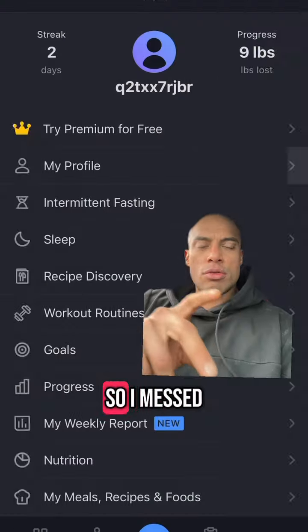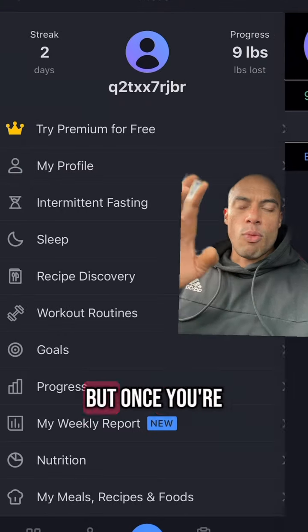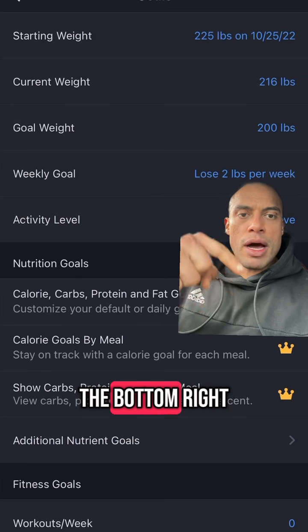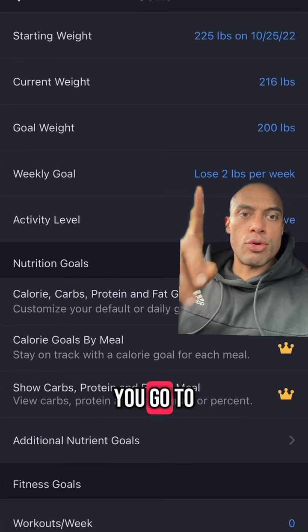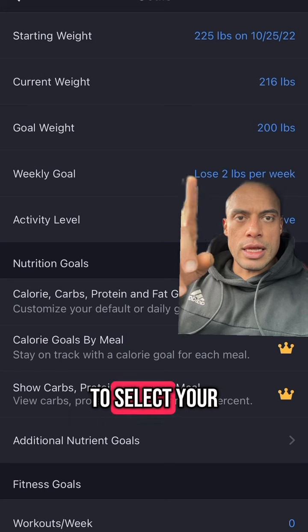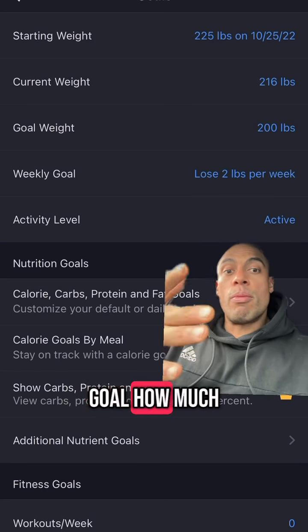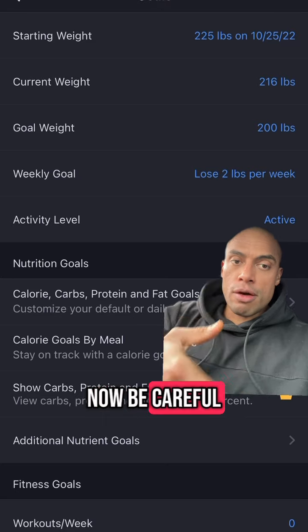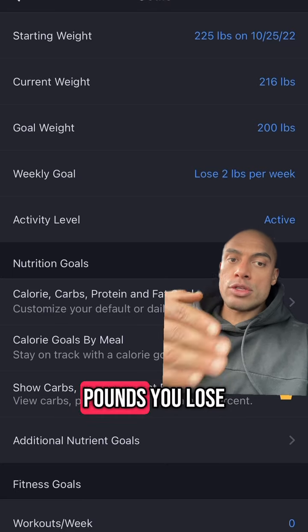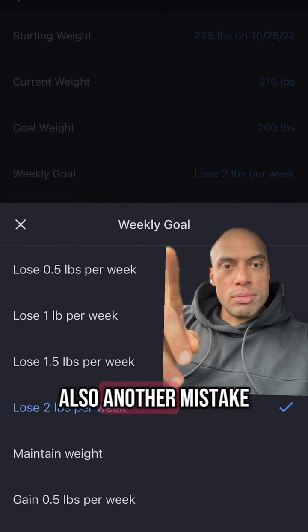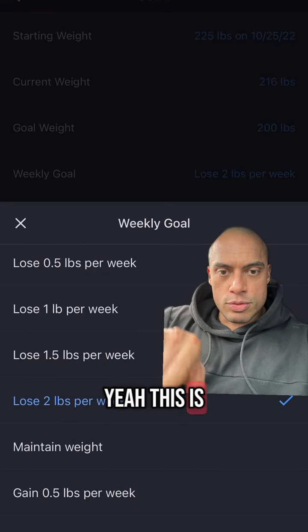Anyways, let's get started. So I messed up here in the beginning, but once you're in your home screen, you're gonna select the bottom right-hand corner where it lets you go to your profile. Here you get to select your starting weight and your goal weight and your weekly goal, how much you're trying to lose per week. Now be careful, because the more pounds you lose per week, the less calories you're gonna be eating. Also, another mistake you make, yeah, this is what I'm talking about, right?